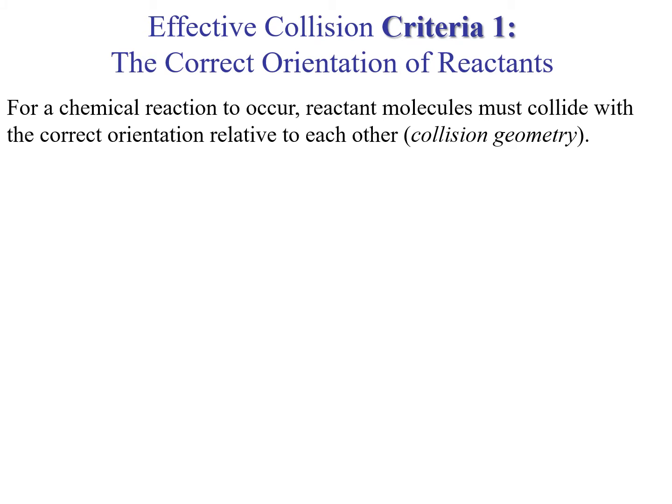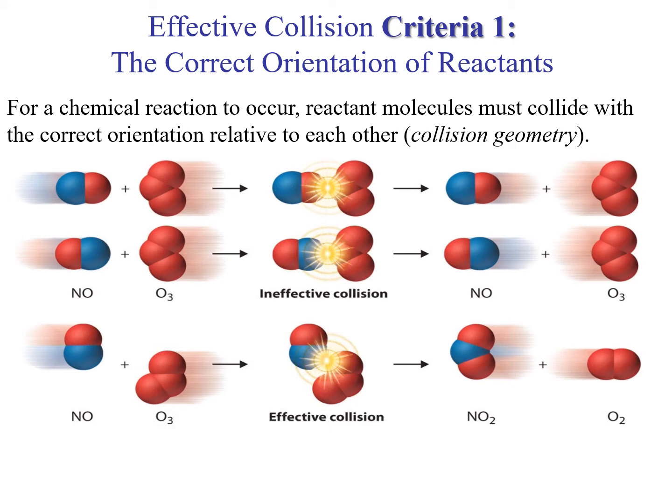Effective collision criteria number 1 is the correct orientation of reactants. That is, for a chemical reaction to occur, reactant molecules must collide with the correct orientation relative to each other, called collision geometry. In this diagram, we are shown the reaction of nitrogen monoxide, NO, with ozone, O3, which produces nitrogen dioxide, NO2, and oxygen, O2, when the reactants effectively collide. Nitrogen atoms are depicted in blue, oxygen atoms in red.